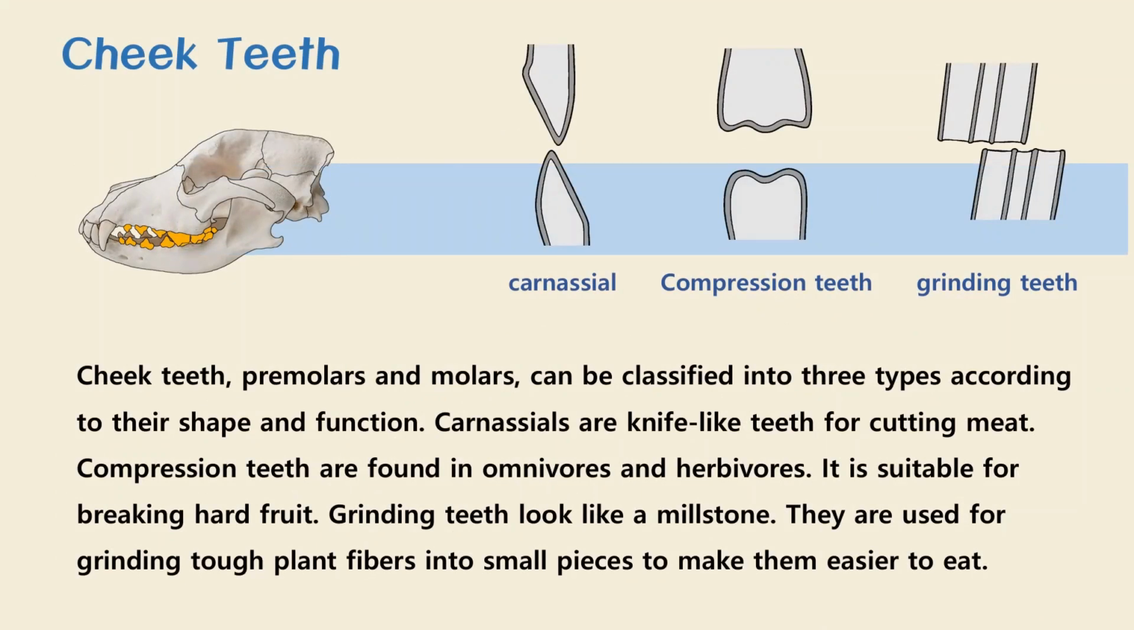Cheek teeth. Cheek teeth, premolars and molars, can be classified into 3 types according to their shape and function. Carnassials are knife-like teeth for cutting meat. Compression teeth are found in omnivores and herbivores. It is suitable for breaking hard fruit. Grinding teeth look like a millstone. They are used for grinding tough plant fibers into small pieces to make them easier to eat.